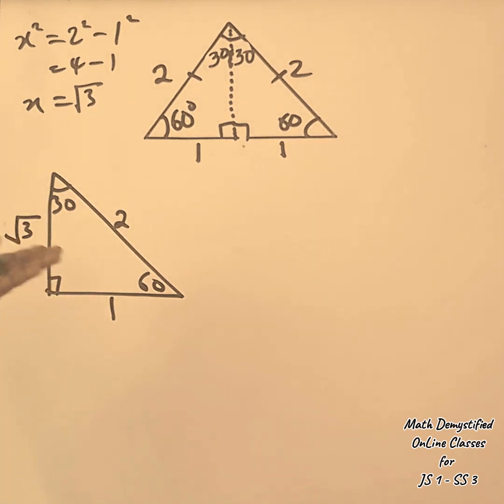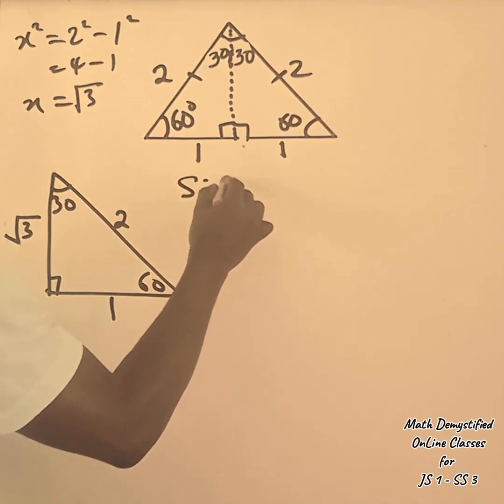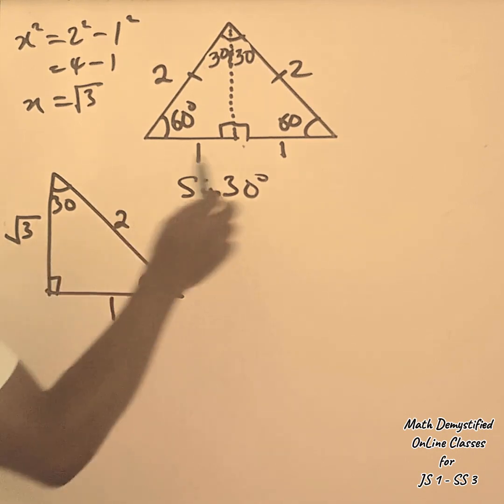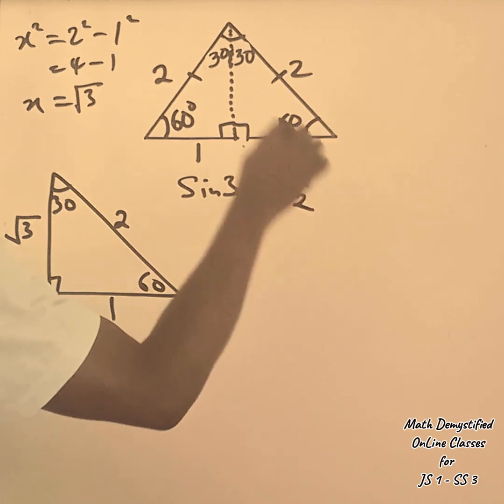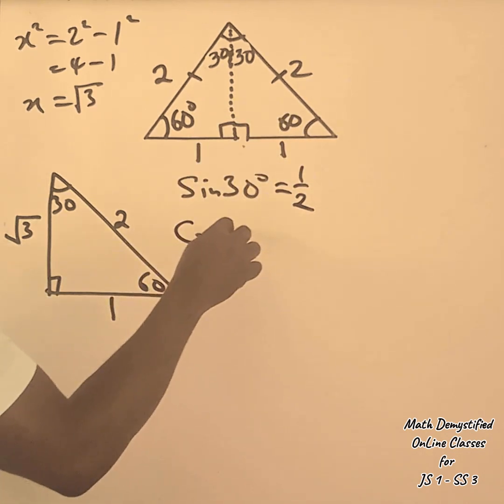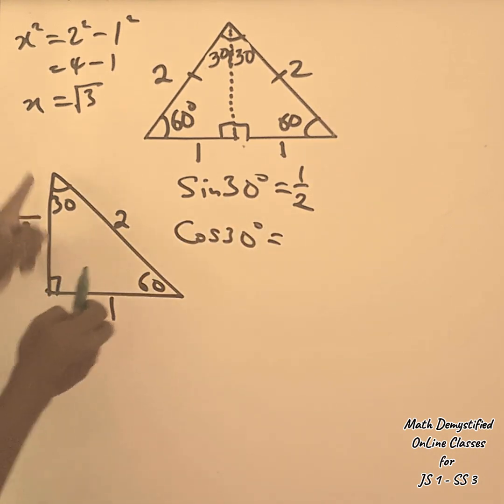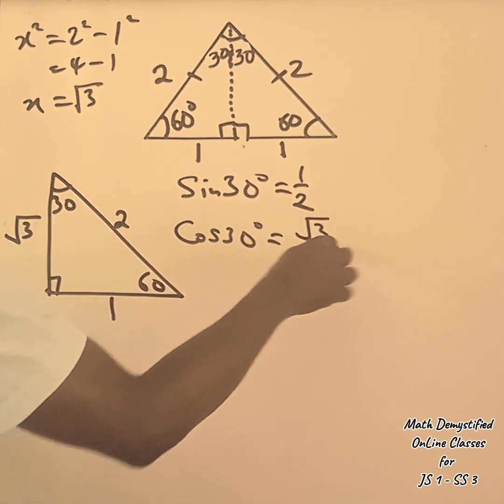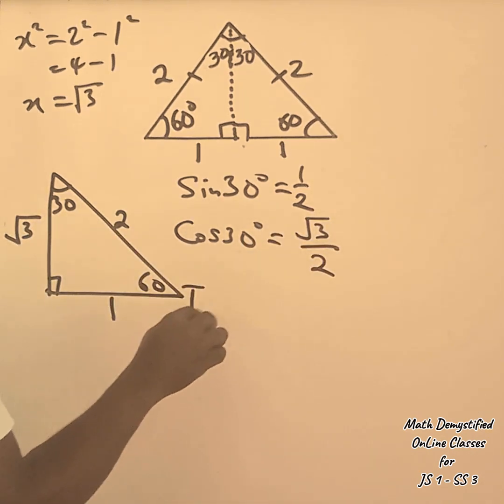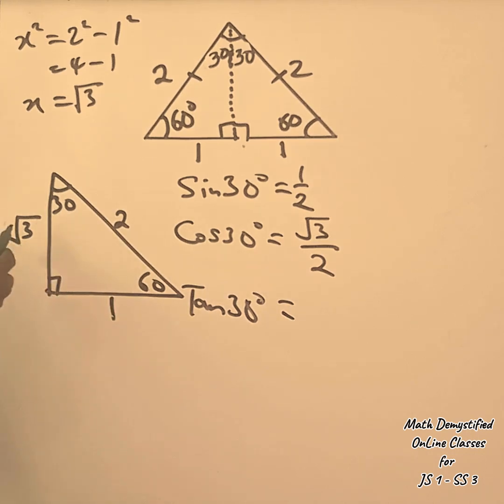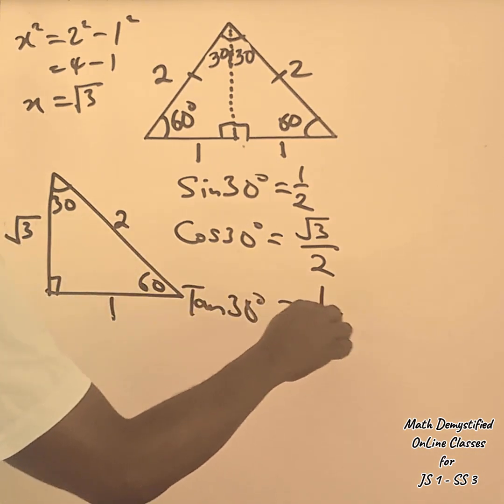So now all I need to do is to generate the trig ratio for the 30 and the 60. So sine 30 degrees will be opposite over hypotenuse, which is 1 over 2, and cos 30 degrees will be adjacent, the line joining this, which is root 3 over the hypotenuse, which is 2, and tan 30 degrees will be opposite over adjacent, which is 1 over root 3.